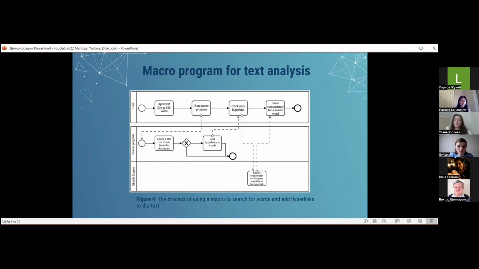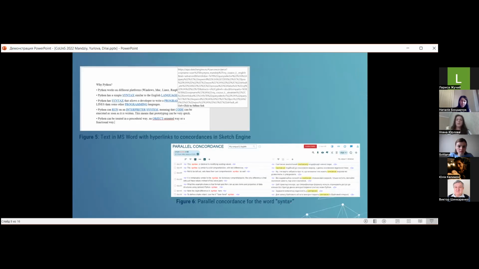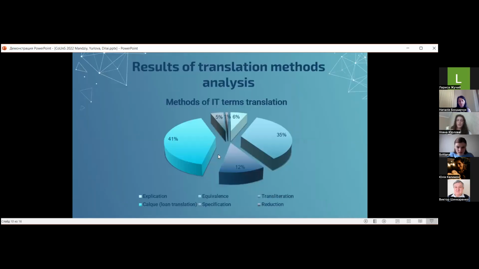Figure 4 shows a model of the process of using such a macro by the user. Figure 5 presents the text processed by the macro, where words from the text were found in the glossary of key IT terms. Each term has a hyperlink which leads to a concordance of the corresponding term. And figure 6 shows the concordance constructed for the word syntax. The user is redirected to this concordance when clicking on the hyperlink added to the text in Microsoft Word.